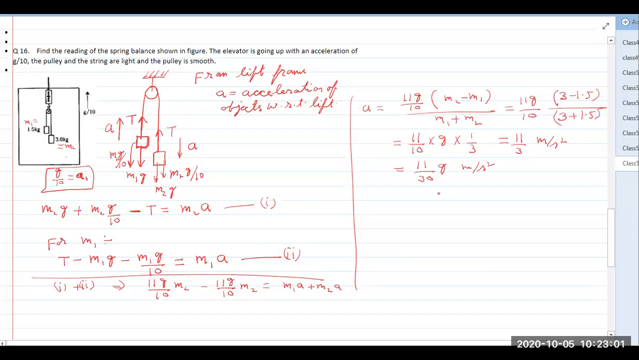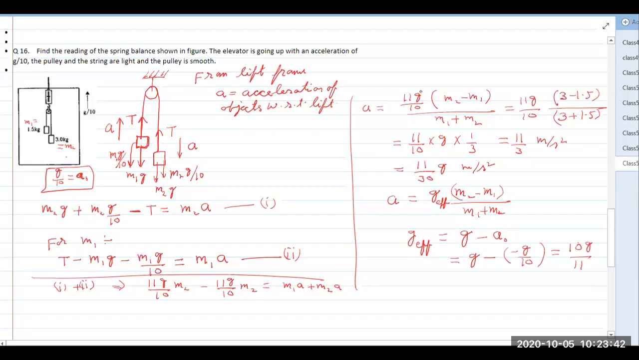Generally, if the system is not in an accelerated frame, in an inertial frame, if we see from the ground frame, the acceleration was simply g here. But instead of g, we have g effective here, where g effective is given by the acceleration minus the acceleration part due to pseudo force. Since the lift was going up, this will be minus g by 10. So that is 10 g by 11. So in this way also you can do.